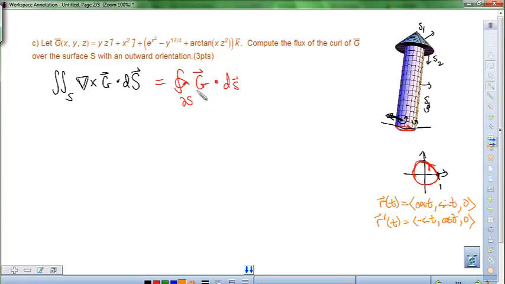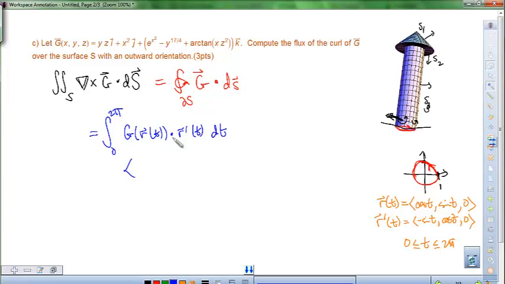Alright, so to get our working definition going, we're going to need our parameterization. Let's include our limits so that when we set up our integral we can include them here. So we need G evaluated at r of t dotted with r prime of t dt, and let's figure out what G evaluated at r of t is. Wherever I see an x, let's put in a cosine t. Wherever I see a y, put in a sine t, and 0 for z.